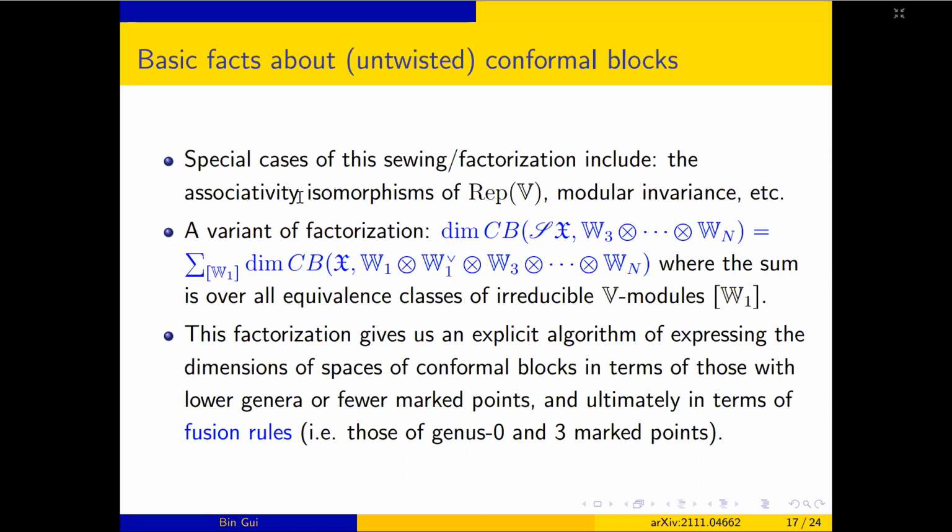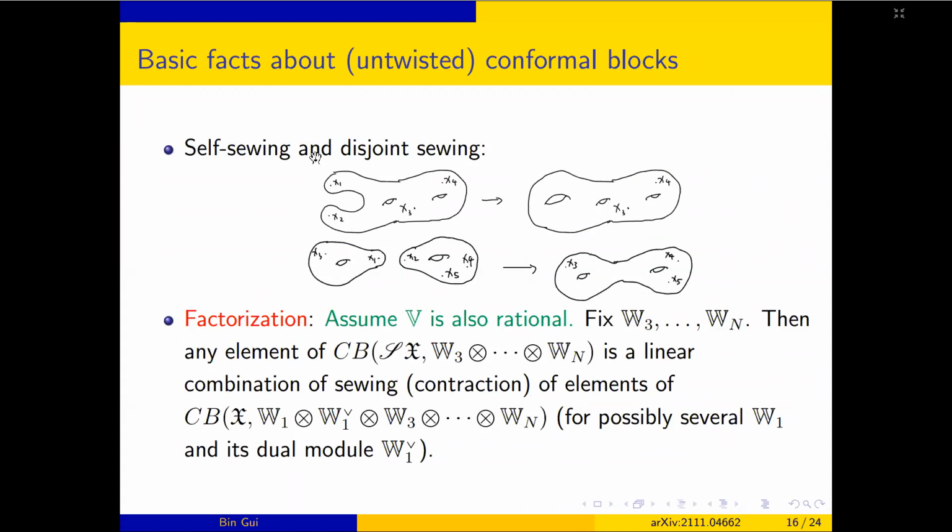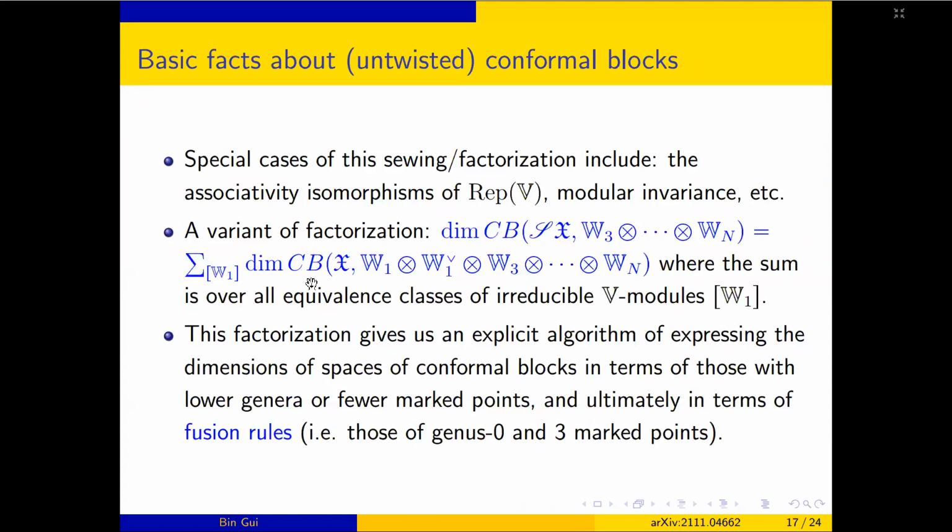Also, a slightly different version of the factorization is this formula. It tells you that the dimension of the space of conformal blocks on the right-hand side could be computed from the dimension of the space of conformal blocks on the left-hand side, where you take the sum over all irreducible modules up to equivalence. So here, for the first mark point, you put W1, then for the second mark point, you should put the 0 module.